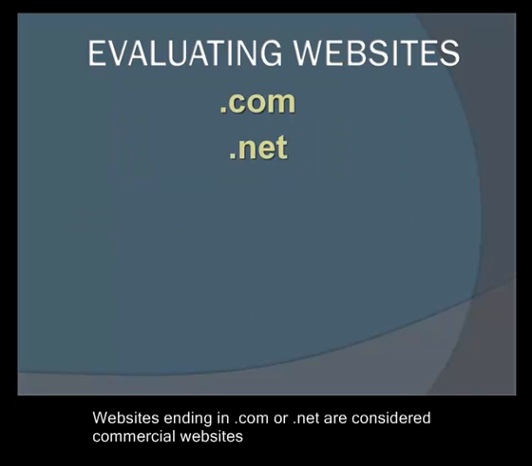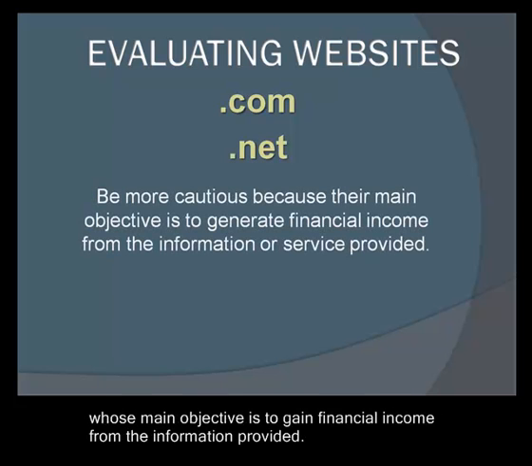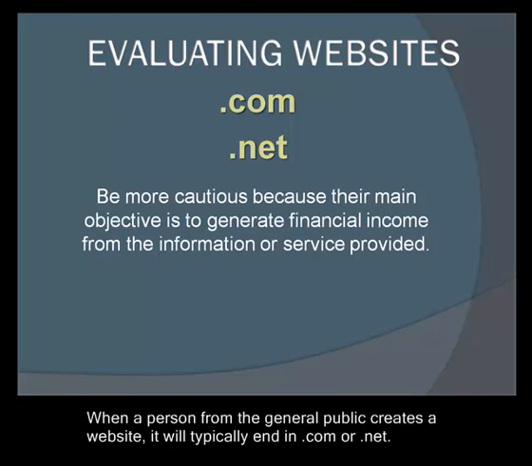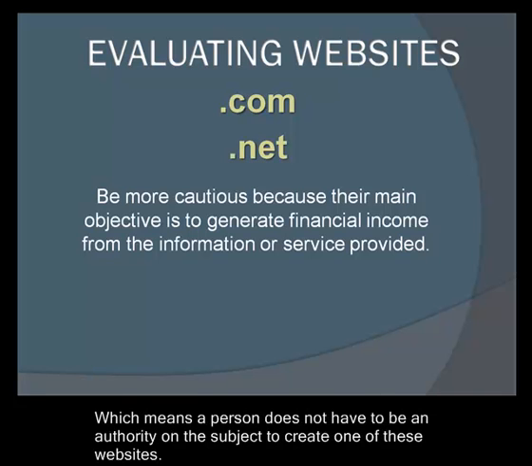Websites ending in .com or .net are considered commercial websites whose main objective is to gain financial income from the information provided. Not all websites that end in .com or .net are untrustworthy, but you should be more cautious of these websites than others. When a person from the general public creates a website, it will typically end in .com or .net, which means a person does not have to be an authority on the subject to create one of these websites.